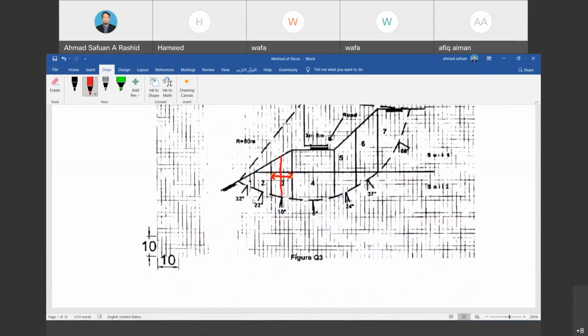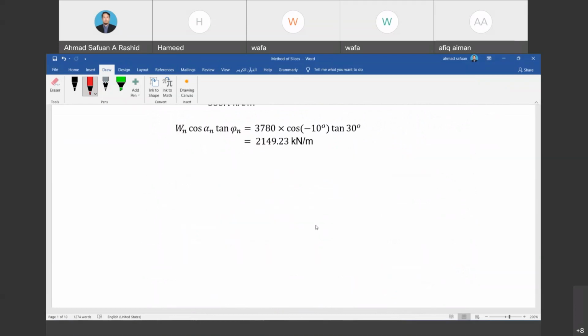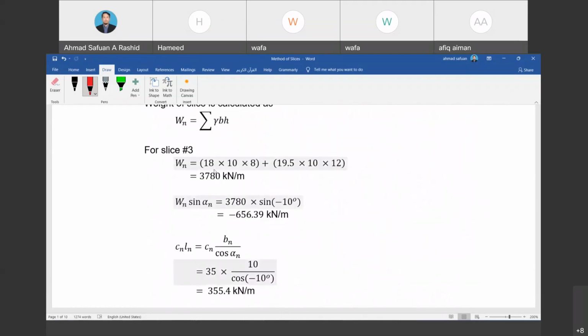So what is the value of H1? When we look at this table, H1 is equal to 8, while H2 is equal to 12. So from there we can get the W. The W is the weight of soil number 1 plus the weight of soil number 2. So the value for the W is 3780.